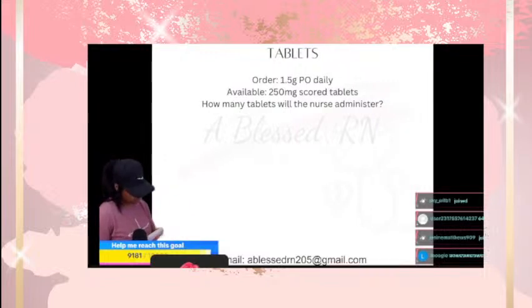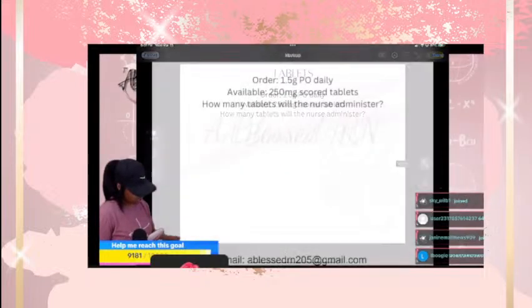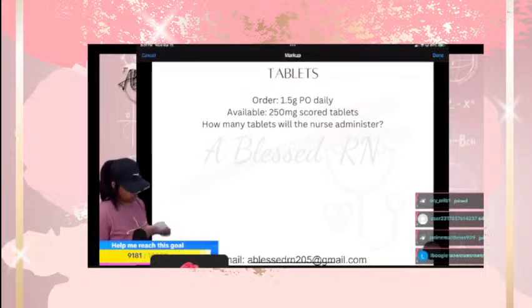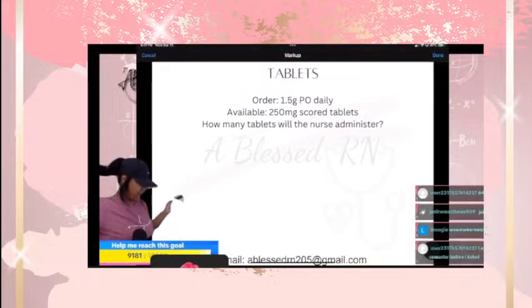All right, so here is a tablet one, and it has 2 different units of measure. 1.5 grams by mouth daily. Available is 250 milligram tablets that are scored. How many tablets will the nurse administer?